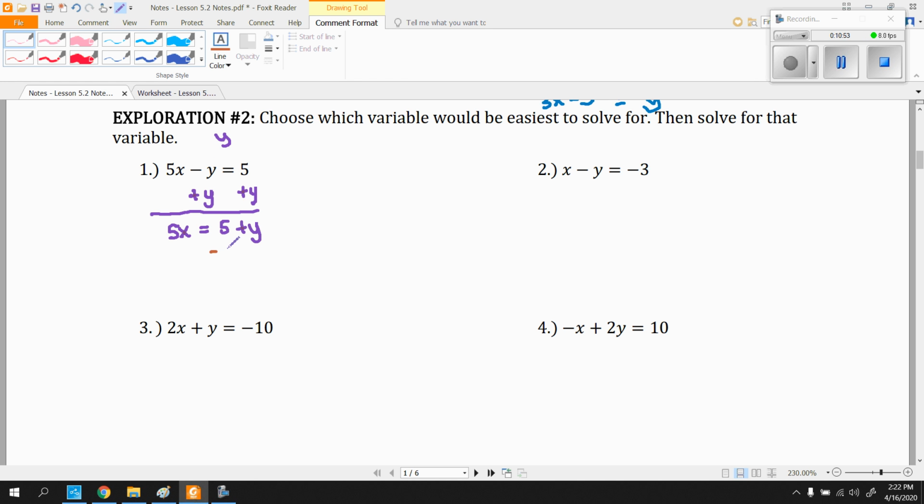So I'm going to subtract 5 from both sides, and just be careful again. We're not going to combine this. This isn't 0x or anything like that. That's 5x minus 5 equals y, and we are done. Okay, get a variable by itself.